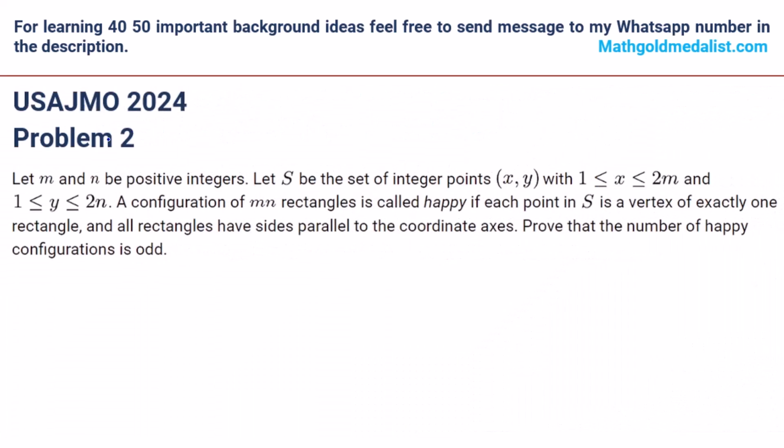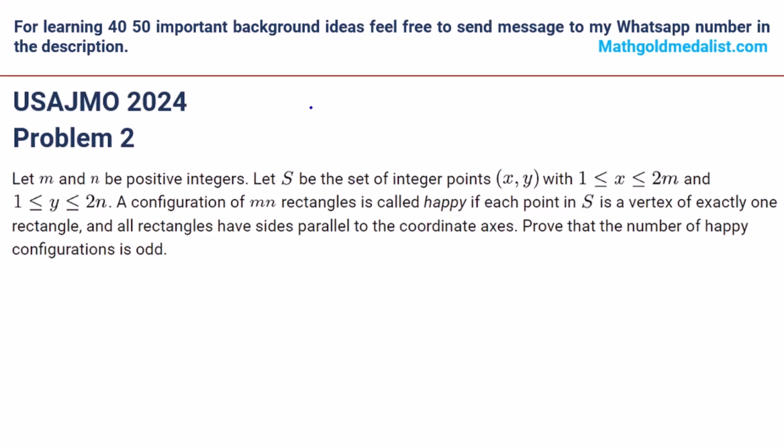JMO 2024 problem 2. Let m and n be positive integers. Let S be the set of integer points xy with x between 1 and 2m and y between 1 and 2n. A configuration of mn rectangles is called happy if each point in S is a vertex of exactly one rectangle and all rectangles have sides parallel to the coordinate axis. Prove that the number of happy configurations is odd.